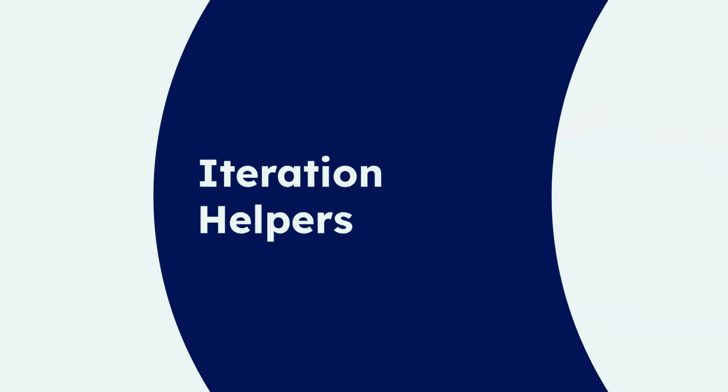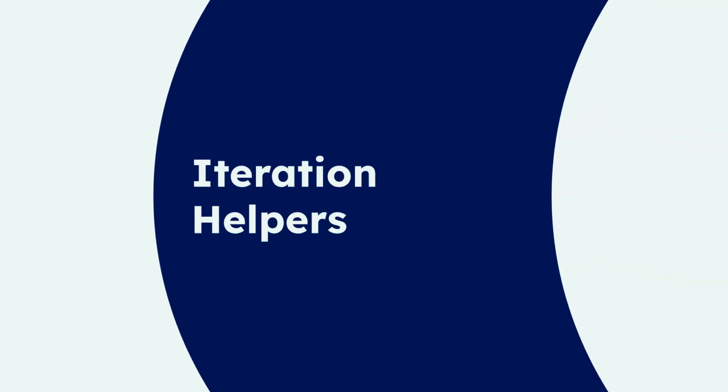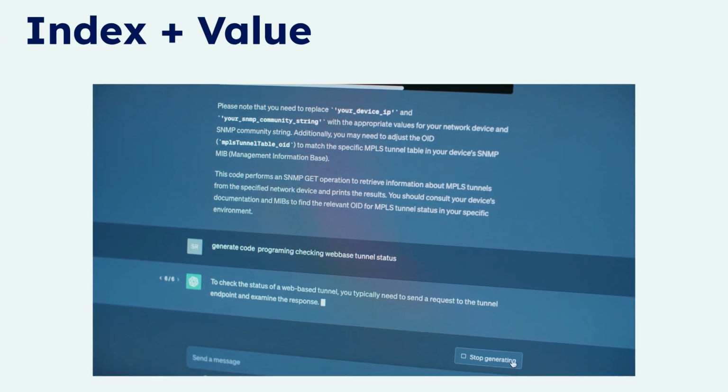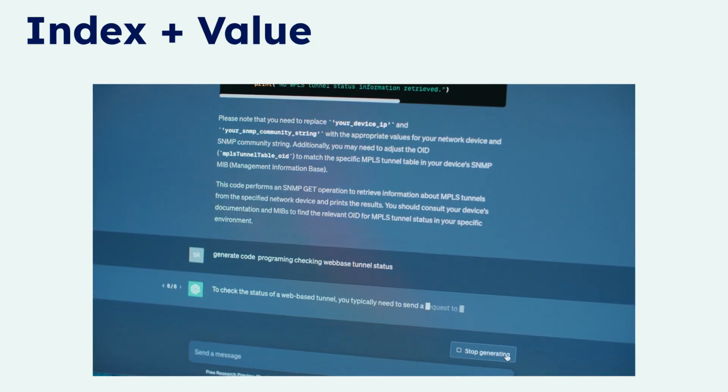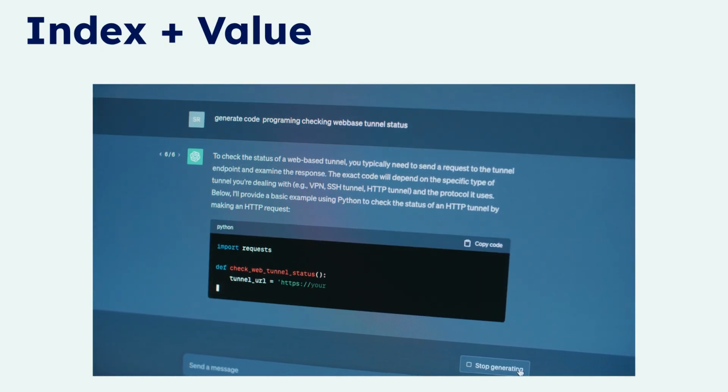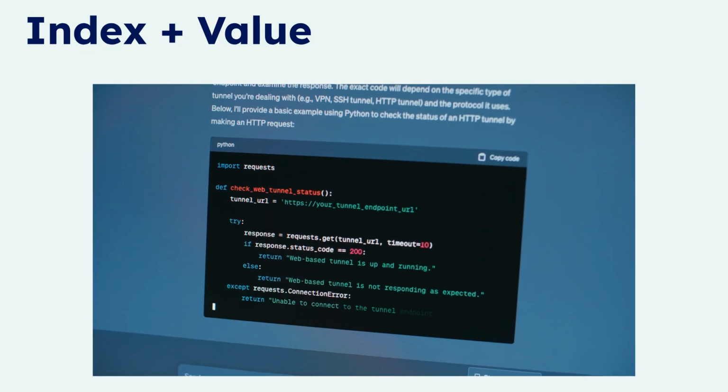Python offers excellent iteration helpers like enumerate and zip that streamline your code. Use enumerate to get both the index and value when iterating, especially with start=1 if you need human-readable numbering. This is better than manually managing a counter and prevents common off-by-one errors.